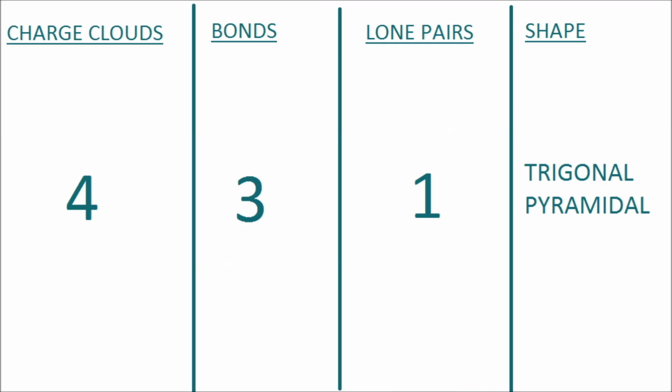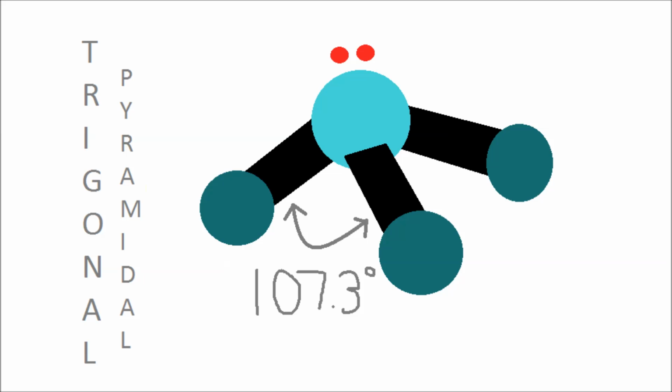The next shape is trigonal pyramidal. This consists of four charge clouds, three bonds, and one pair of lone electrons around the central atom. In this shape, all bond angles equal 107.3 degrees.